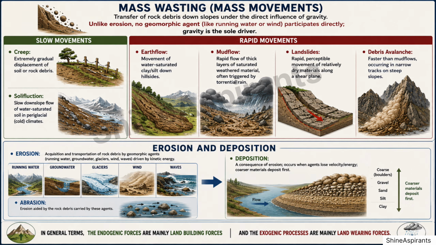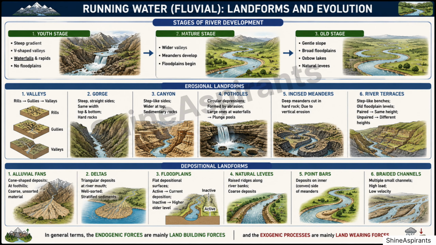Debris avalanche, faster than mud flows, occurring in narrow tracks on steep slopes. C. Erosion and deposition. Erosion: acquisition and transportation of rock debris by geomorphic agents, running water, groundwater, glaciers, wind, waves, driven by kinetic energy. Abrasion: erosion aided by the rock debris carried by these agents. Deposition, a consequence of erosion, occurs when agents lose velocity energy. Coarser materials deposit first.